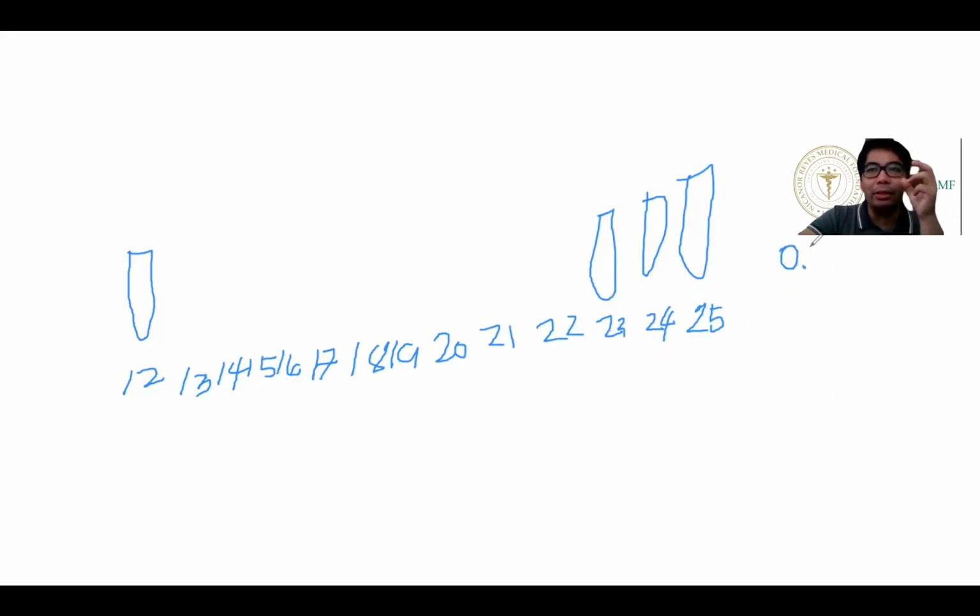So the initial concentration that you have is 0.5% sodium chloride. The number of the test tube here will indicate how many drops of 0.5% sodium chloride you will use. For example, if it is 25, put 25 drops of that 0.5% sodium chloride. Next, test tube number 24, 24 drops. Tapos, pag 23, 23 drops. 22, 22 drops. So 21, and so on and so forth.